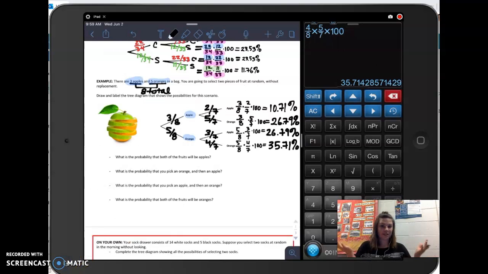All right, so we can see those percentages there, and now let's answer the questions. The first question says, what's the probability that both of the fruits will be apples? So we want to look for the path that has apple and then apple again and use that probability, so 10.71%. The next question asks, what's the probability you pick an orange and then an apple? So we're going to find the path that is orange first, apple second, and then write down that probability.